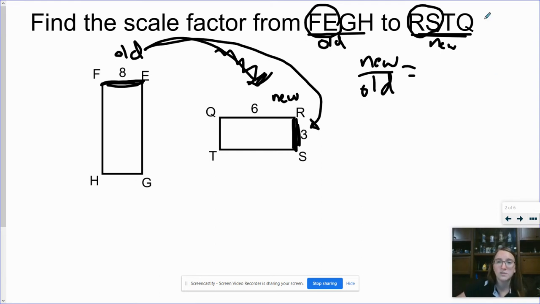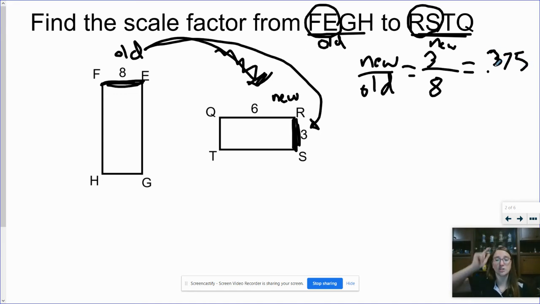So go ahead and try this. Put the new over the old. We are using 8 and 3, but which one is the new and which one is the old? Okay, so we just labeled that 3 is the new and 8 is the old. This again should make sense because 3/8, we can either leave it as a fraction or we can write it as a decimal, 0.375. This is good because our shape is getting smaller. We ended up with a scale factor less than 1.